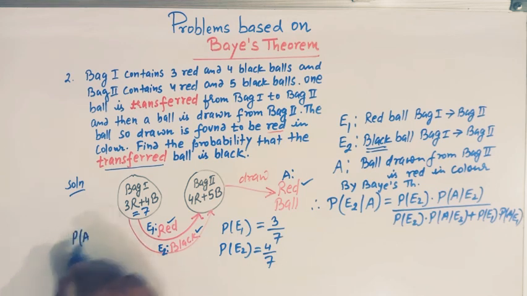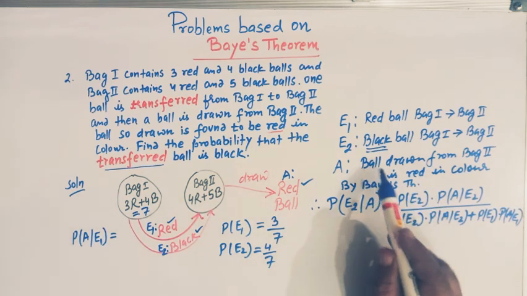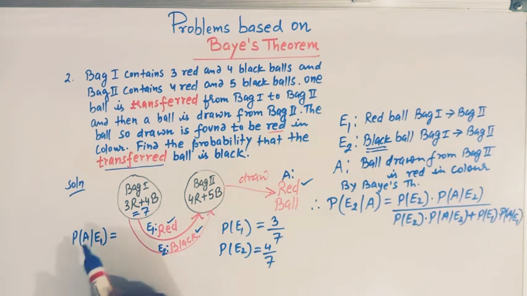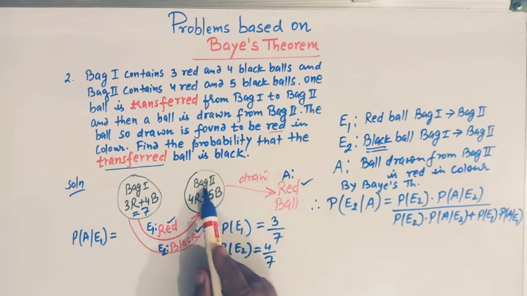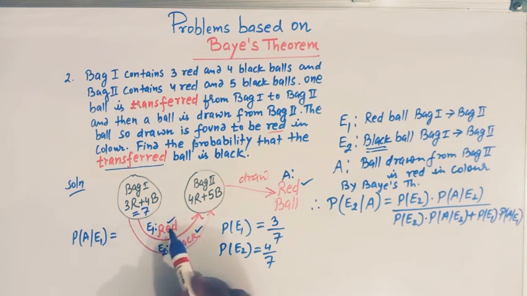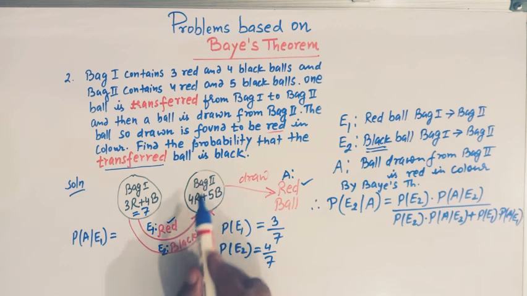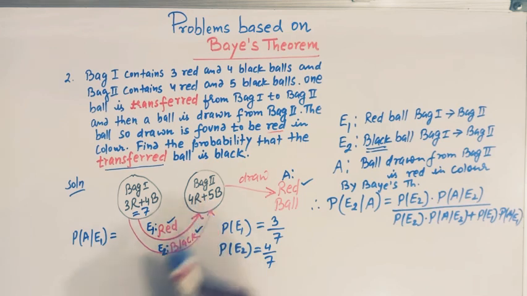Now the conditional probability of the event A when E1 has already happened, it means the probability of drawing a red ball from bag 2 when E1 has happened, it means a red ball has been transferred from bag 1 to 2. So now the number of red balls in bag 2 is 5, right? And the total number of balls in bag 2 is 10, right? So we have 5 by 10, which is half.